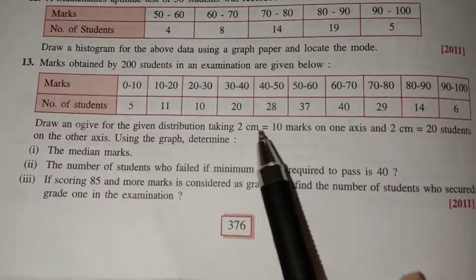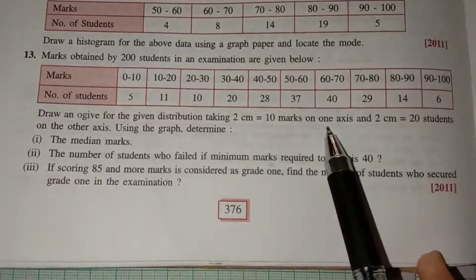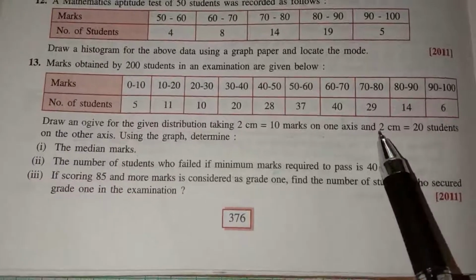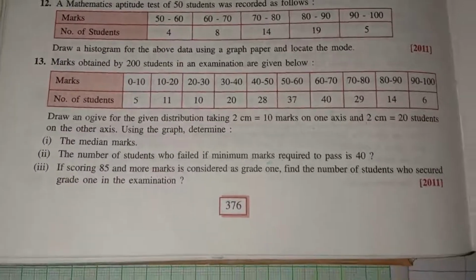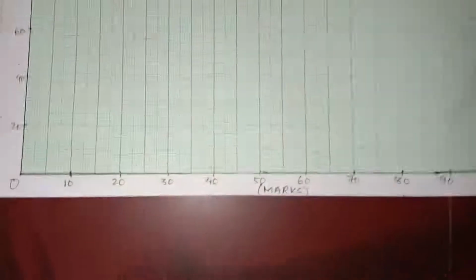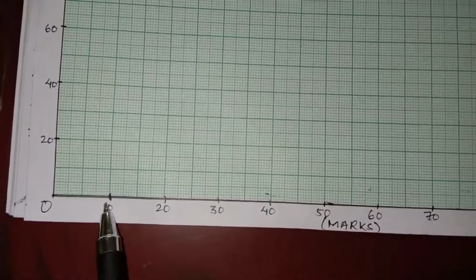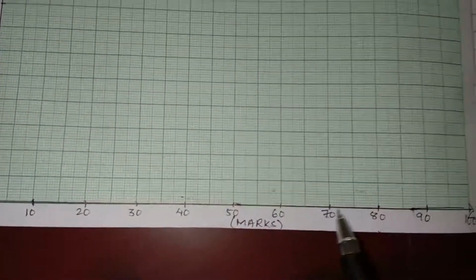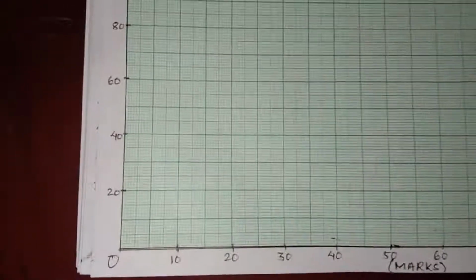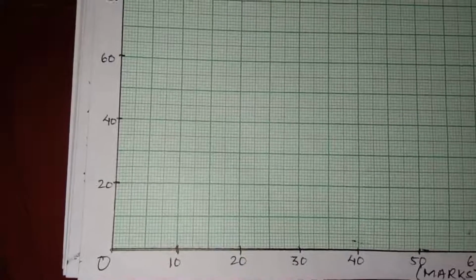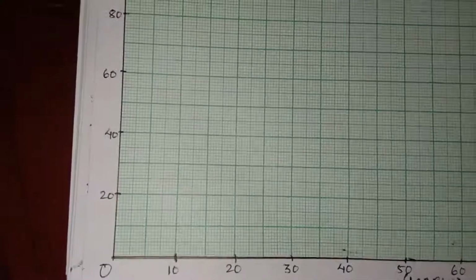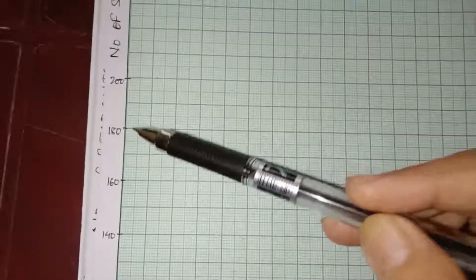Here it is mentioned, take 2 cm equals 10 marks on the x-axis. Marks we take on the x-axis and 2 cm for 20 students on the y-axis. Marks we represent on the x-axis and number of students we represent on the y-axis. So according to the question, we take 2 cm equal to 10 marks: 10, 20, 30, 40, 50, 60, 70, 80, 90, 100. And for number of students, 2 cm is 20 students: 20, 40, 60, 80, 100, 120, 140, 160, 180, 200. Till 200 only you have to make because N is 200.